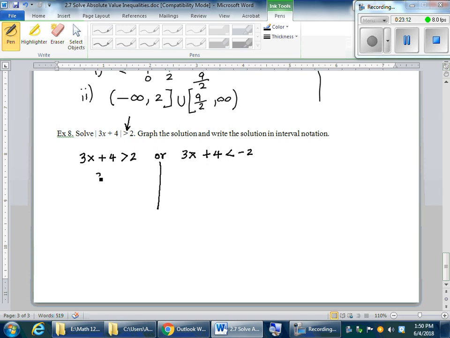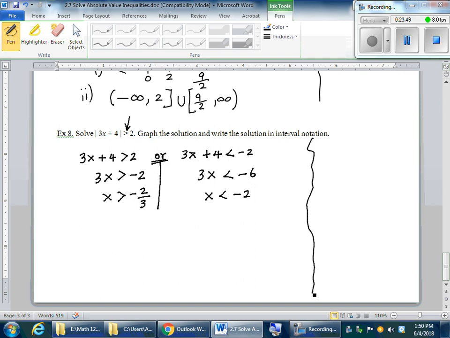Solving each case, subtracting 4 from both sides and dividing both sides by 3, that gives us x greater than negative 2 over 3. On the second inequality, again, subtract 4 from both sides and divide both sides by 3. That gives me x is less than negative 2. So don't forget to write down this compound statement "or," okay, because that's going to help us to collect the answer.